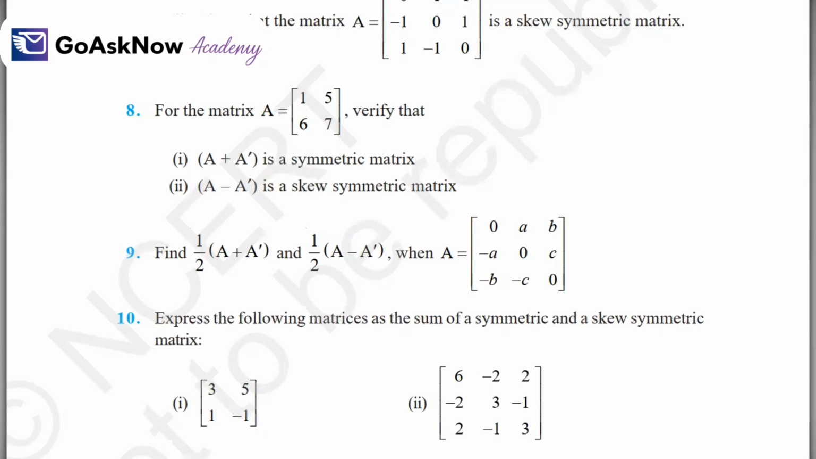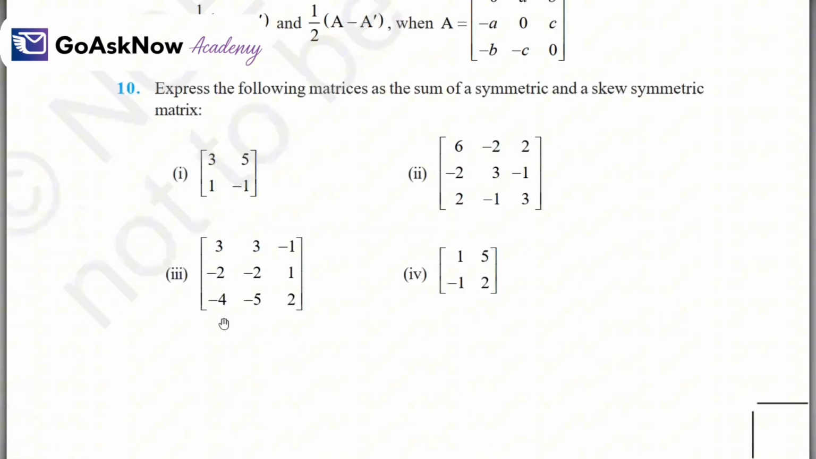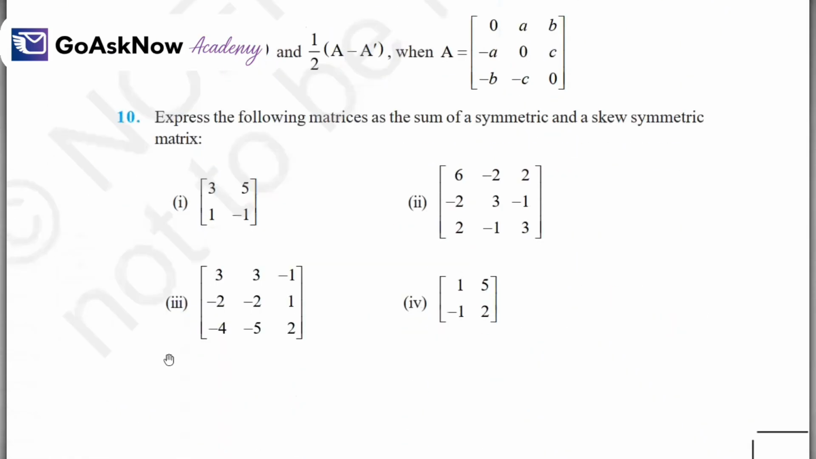The 10th question is there. Express the following matrices as the sum of a symmetric and a skew symmetric matrix. So this is obviously similar to the previous one, and we have done this type also, that any matrix can be written as the sum of half A plus A dash plus half A minus A dash matrix. Okay, and one of them is symmetric, another is skew symmetric. So just solve this by seeing that.